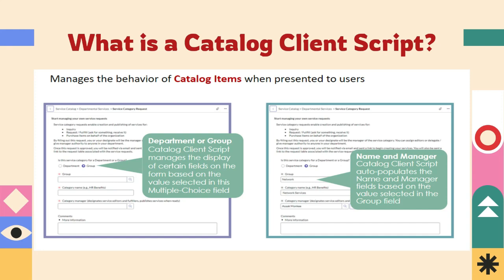Okay, so now you can see with the help of an example we are using a group. Whenever we are checking a group field, we are seeing three fields become mandatory, right? So we are selecting a group field, category manager is mandatory. So this we are going to do with the help of catalog client script.